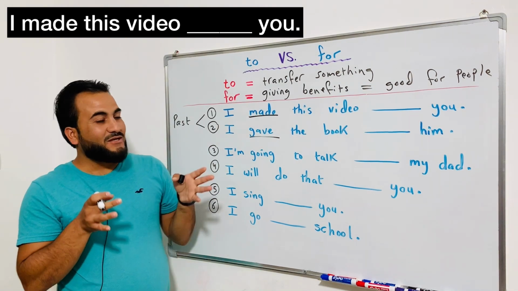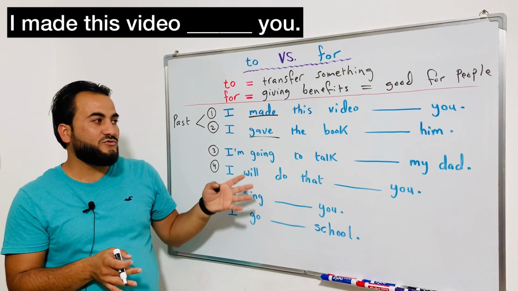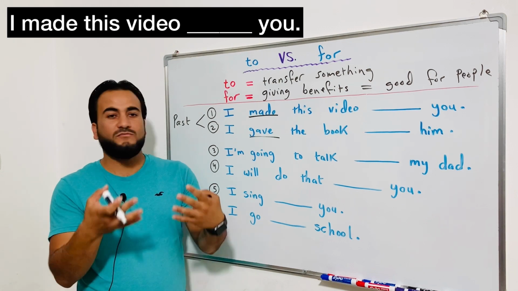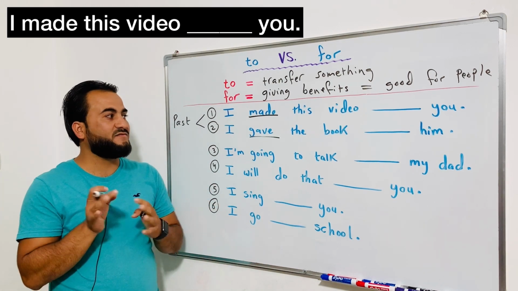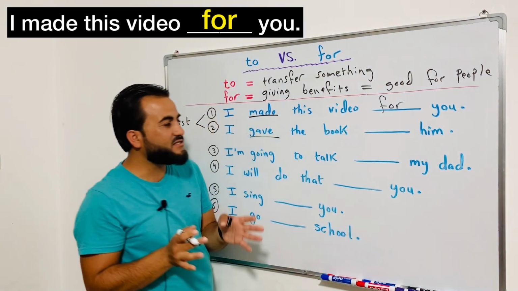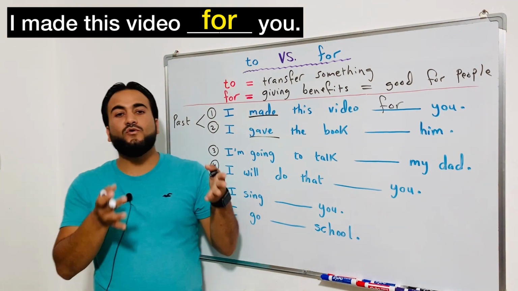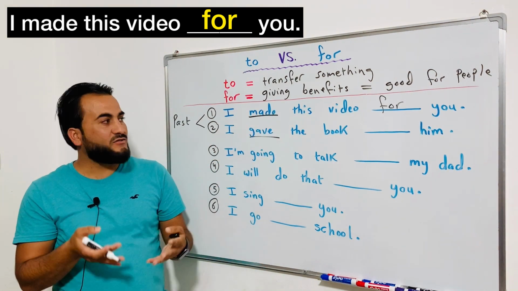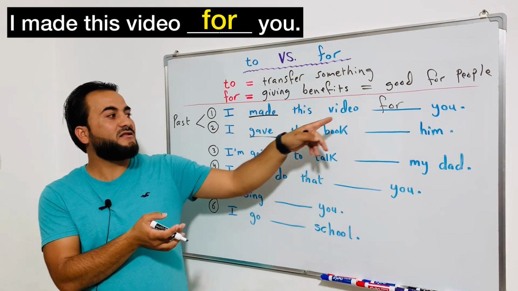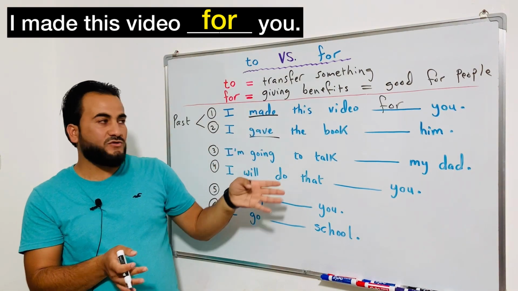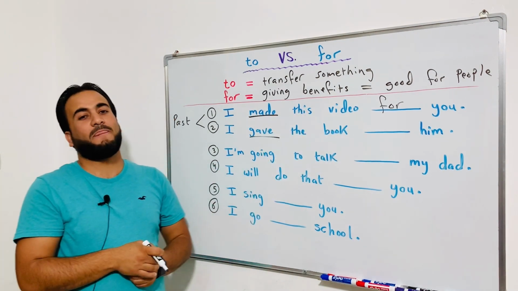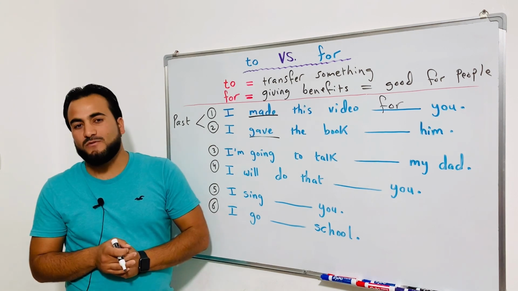So, do you think this video is going to be good for you? هل بتتوقعوا أن هذا الفيديو يكون كويس إلكم؟ رح تستفيدوا منه؟ إن شاء الله أكيد رح تستفيدوا منه. So here we have to use for. فأنا عملت هذا الدرس أو هذا الفيديو for you. I'm giving you benefits. يعني أنا رح أخليكم تستفيدوا من هذا الدرس. إذن for you. This video is going to be good for you. So the answer is for. Very nice.